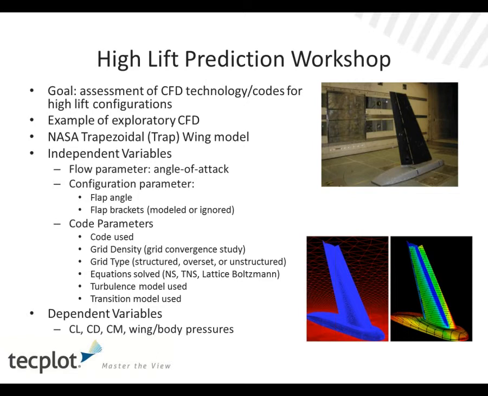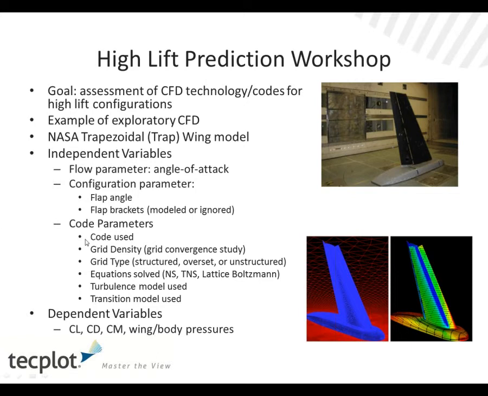There were a range of grid types: structured, overset, unstructured. A range of equation sets were solved: full Navier-Stokes, full Reynolds-averaged Navier-Stokes, thin layer Navier-Stokes. A few of the codes used thin layer, and there's even a lattice-Boltzmann submission. There's a wide range of turbulence models used, and there were even a couple that used transition models, even though that wasn't the intent of this particular study.